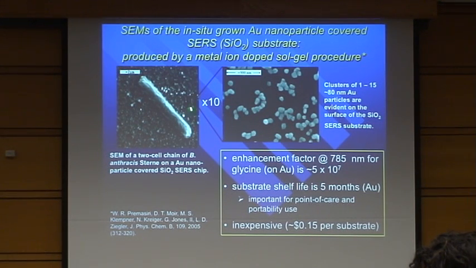Here you see a sense of the surface roughness of these gold particles relative to a two-cell organism, Bacillus anthracis Sterne. It's a non-virulent Bacillus anthracis. Anyway, just to give you some idea of the sense of roughness. The per molecule enhancement factor, the sample average, is between 10 to the 7 and 10 to the 8. And the shelf life for these gold substrates, we've gotten to be as long as about 5 months. It costs nothing to make because they're made by a chemical process.